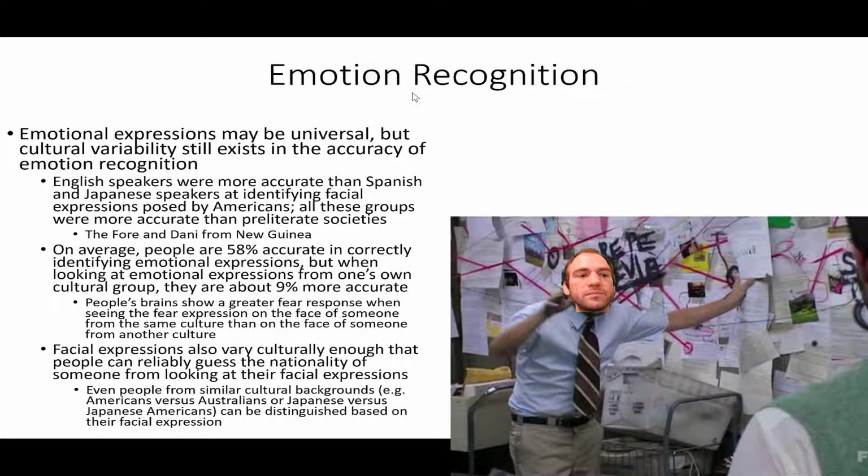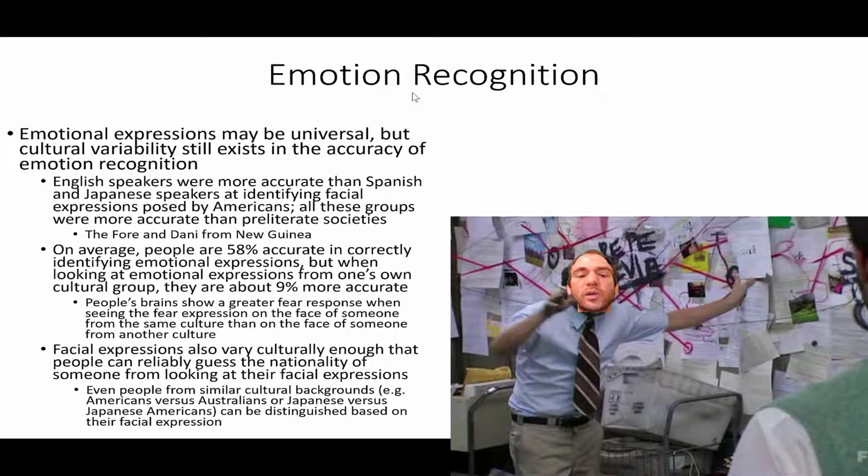Emotion recognition. Emotional expressions may be universal, but cultural variability still exists in the accuracy of emotional recognition. English speakers were more accurate than Spanish and Japanese speakers at identifying facial expressions posed by Americans. All these groups were more accurate than pre-literate societies, that is, the Fore and Dani from New Guinea. On average, people are 58% accurate in correctly identifying emotional expressions. But when looking at emotional expressions from one's own cultural group, they are about 9% more accurate.